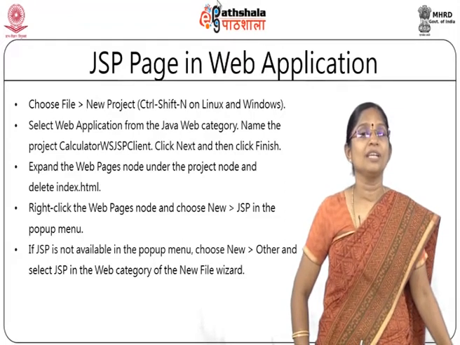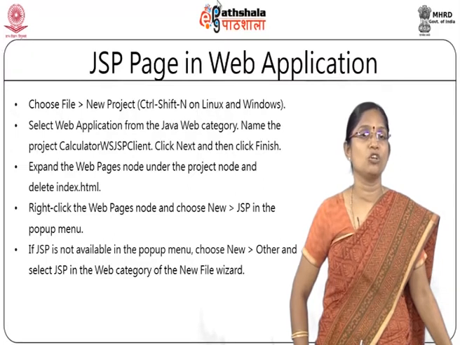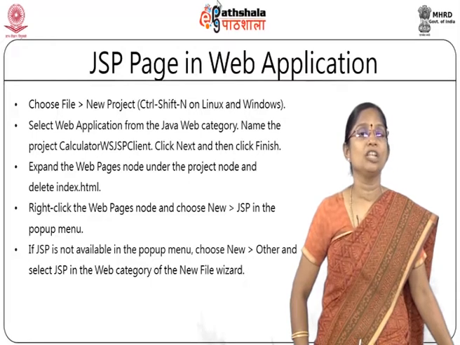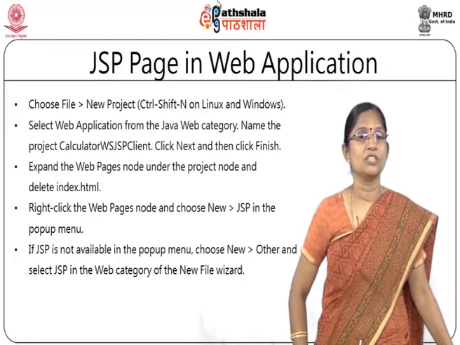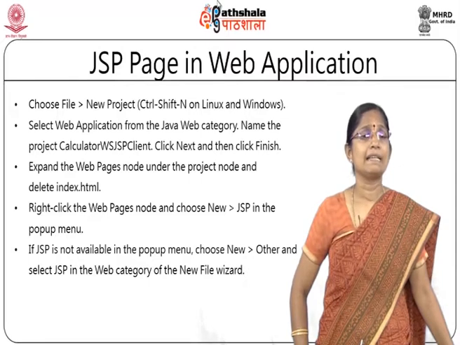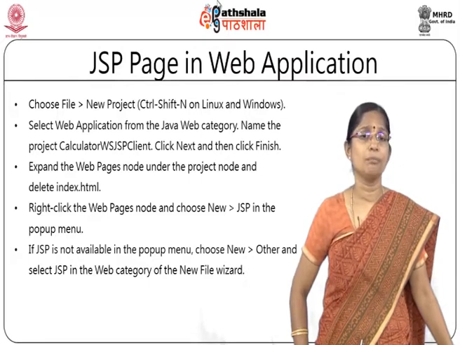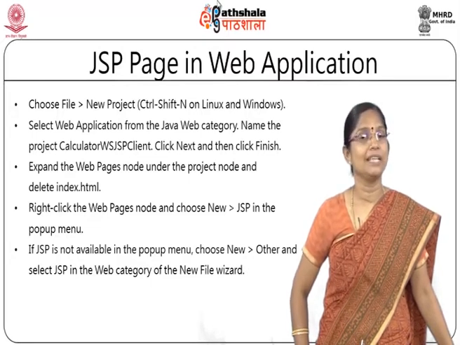Here we can name the project CalculatorWSJSPClient. You know very well that from File we can choose New Project, and from New Project a web application can be created. Under Web Application, CalculatorWSJSPClient can be done. So click Next and click Finish so that you can create a project. Once the project node has been created, the index.html file has to be deleted.